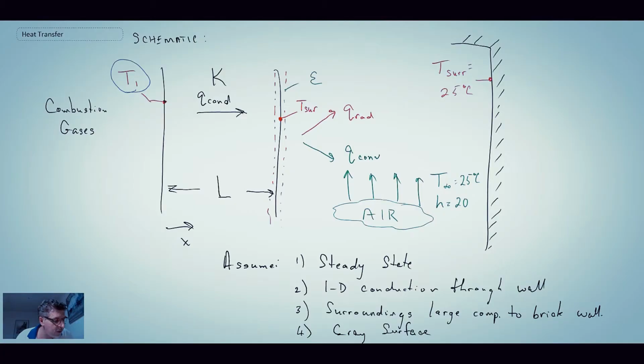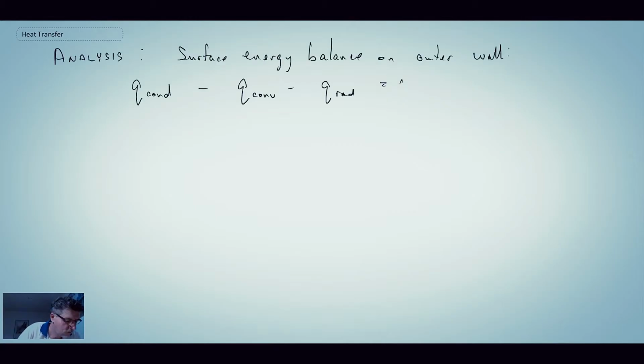We're now going to perform a surface energy balance on the outer wall, and that will enable us to come up with our equations. So just like before, what's coming in is going to be that, and then what is going out is going to be these two here. So let's put that together. Okay, so we have conduction, convection, radiation. Let's plug in all of the different terms. So we have Fourier's law, Newton's law of cooling, and then our radiative heat transfer equation.